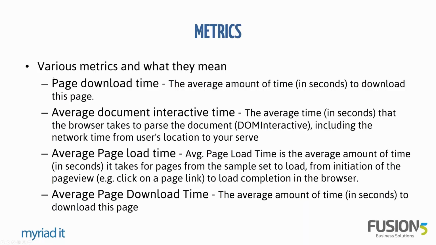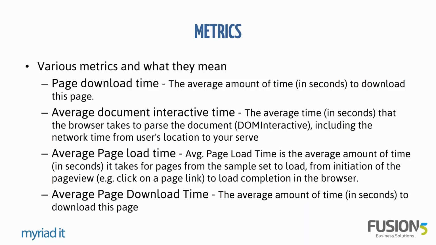I'm not going to read these out to you, but there are specific definitions of all the various columns that you're going to see on my pre-written reports, which are page download time, average document interactive time, average page load time, and page download time. The combination of these figures gives you some indication of back-end performance, and some indication of front-end performance in terms of how fast the client's machine is to render a big page. As you know, with JD Edwards, rendering a really big grid can take a lot of time.